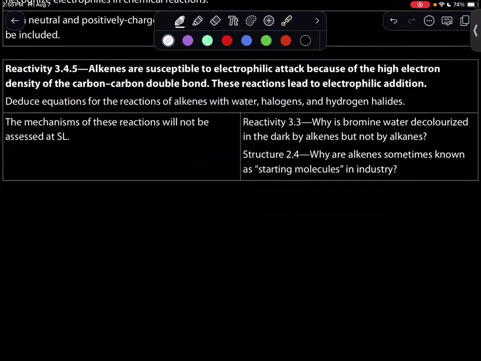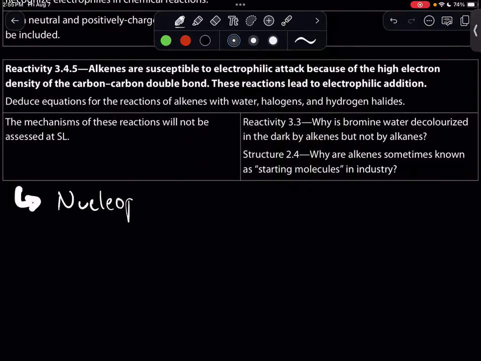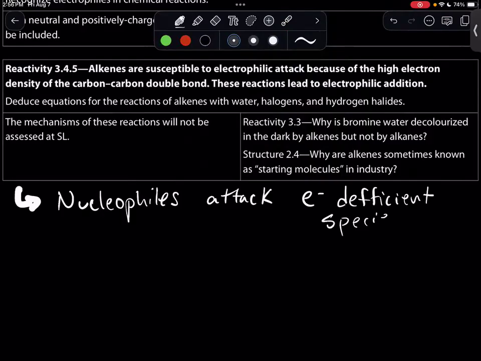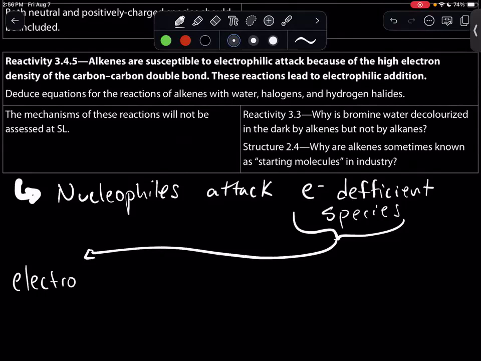So with that said, let's just look at what we already know. And we know that our nucleophiles attack electron deficient species. So they move in towards a positive area, or a region of positive charge or partial positive charge. Those electron deficient species are actually what we're generally referring to as electrophiles.